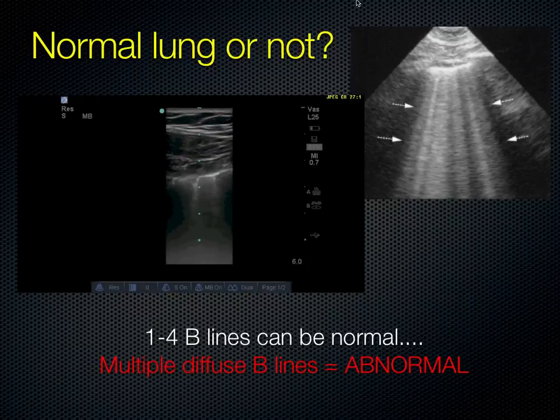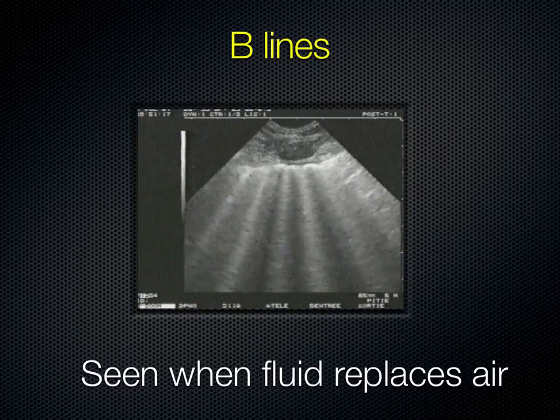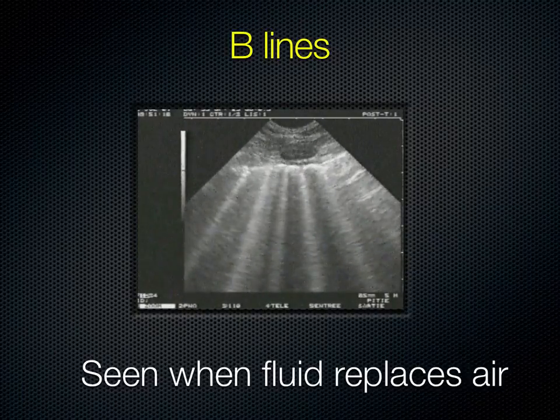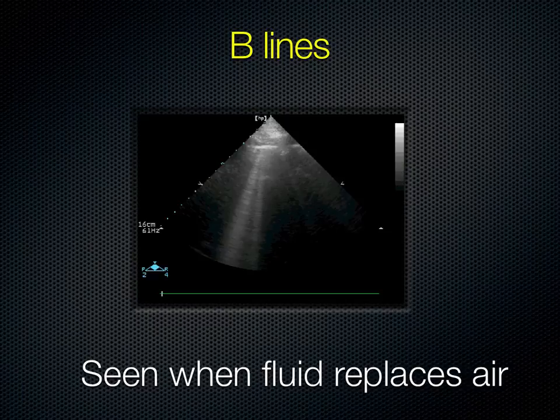But if you have multiple B lines that go all the way to the edge of the screen and obliterate the A lines, then that is not normal. And more than 5 in an area is very much correlating with extravascular lung water or pulmonary edema. Here's an example of what B lines look like. Again, it looks like a light show. You can see the movement with the pleural line moving. You can see the extension all the way to the edge of the screen.